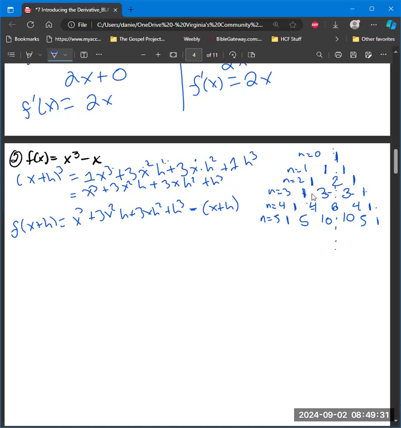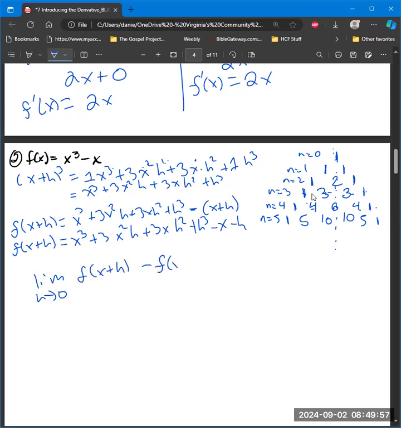I don't have any plain old x's or h's over here. So this is going to be x cubed plus 3x squared h plus 3x h squared plus h cubed minus x minus h. So there's my f of x plus h aside. Now I want the limit as h goes to 0 of f of x plus h minus my original f of x, all divided by h.